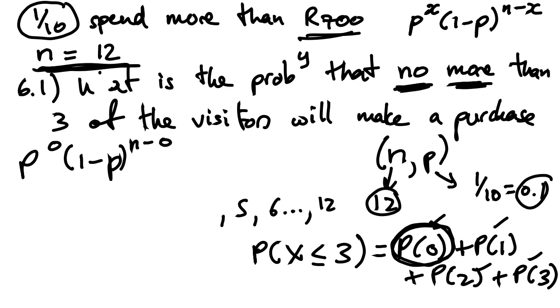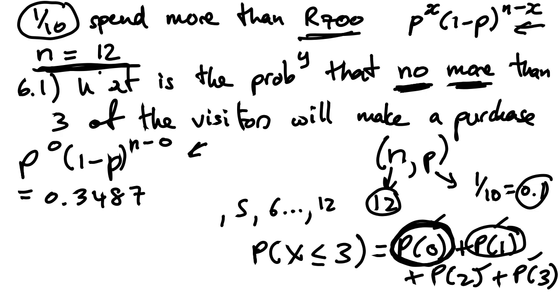So you plug these values into the equation here, and you get a value of, I'll tell you now, I wrote it down to save some time, 0.3487. That's what this value is. And you do that for each of them. You're going to be changing the X value in this equation for each of them, but the N and the P remain the same.